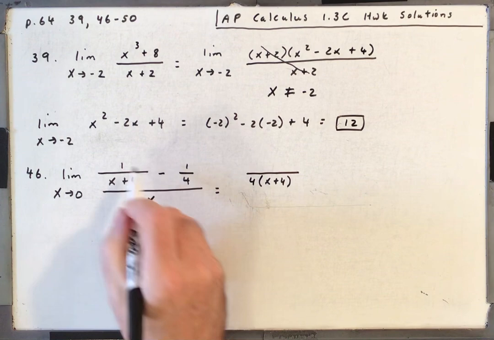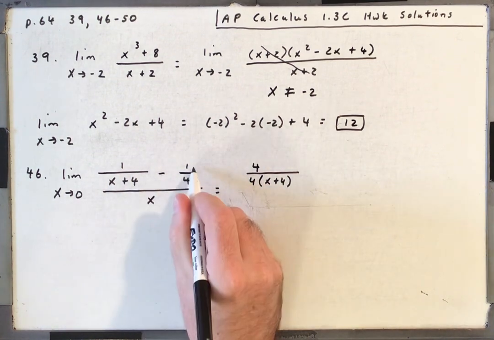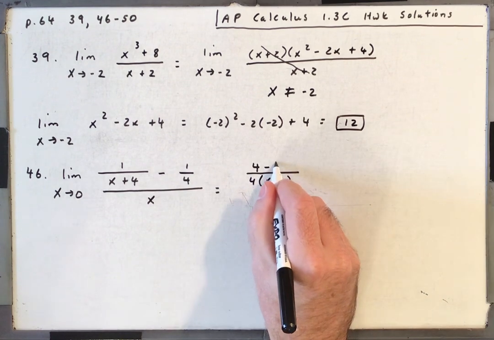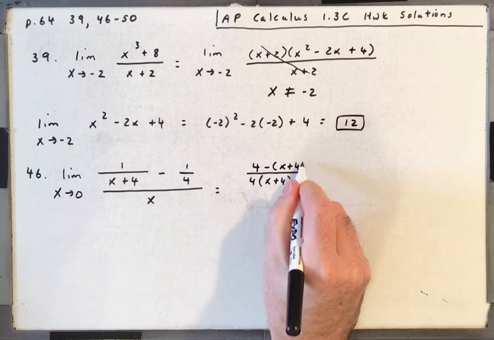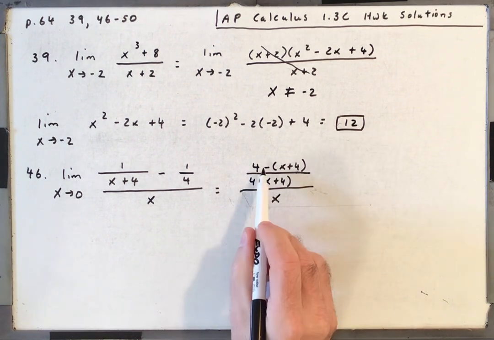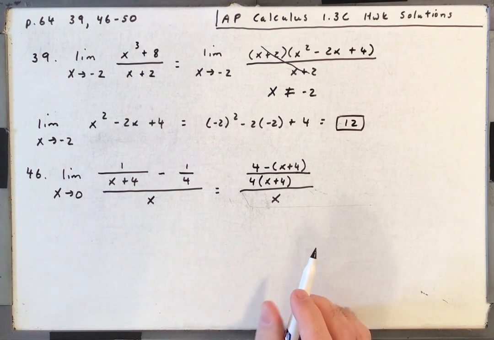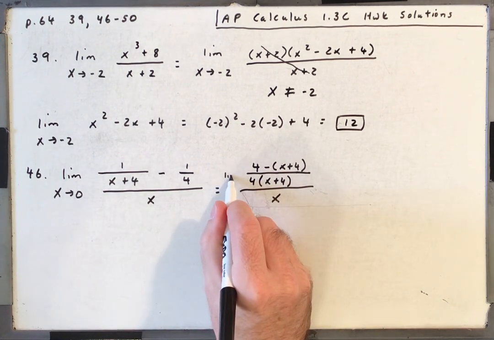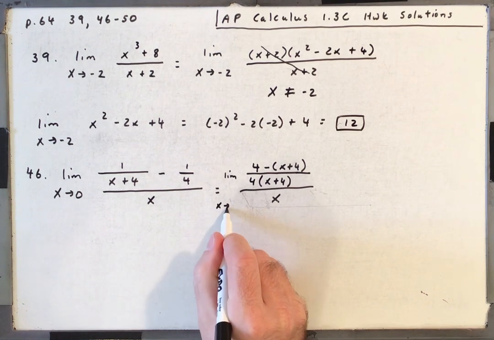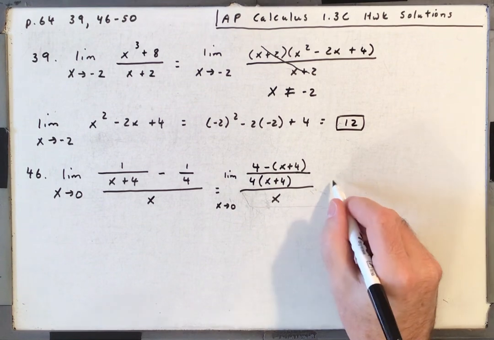Then bring that 4 up here. X plus 4, move it up here. But let's put that whole x plus 4 in parentheses because we have to distribute that negative sign right here across both. It's a common mistake. And I forgot to put the limit as x approaches 0. All right, we'll smush it in there.